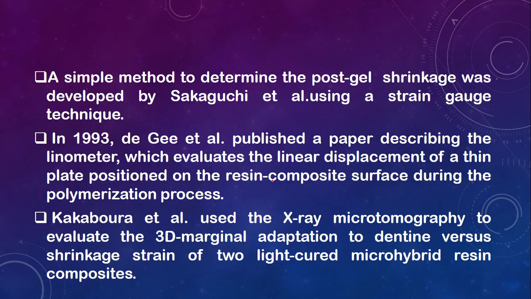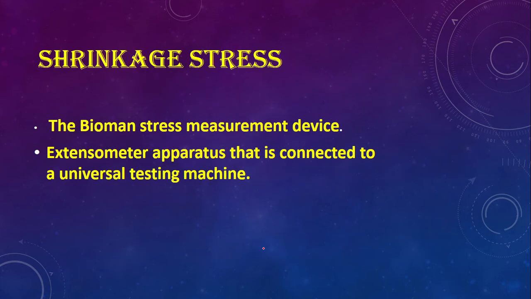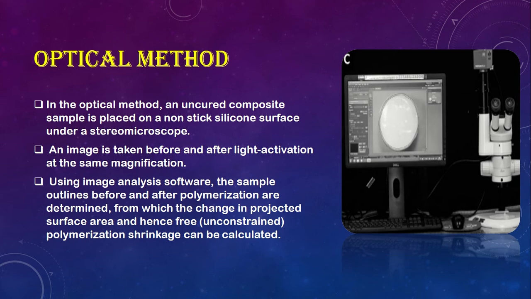Another simple method to determine the post-gel shrinkage was developed by Sakaguchi using a strain gauge technique. Apart from this, we have a linometer, which evaluates the linear displacement of a thin plate positioned on the resin composite surface, and we have Kakaboura et al., which uses X-ray microtomography to evaluate the three-dimensional marginal adaptation. Next apparatus is the bioman stress measurement device, an extensometer apparatus that is connected to a universal testing machine. Apart from this, we have an optical method.